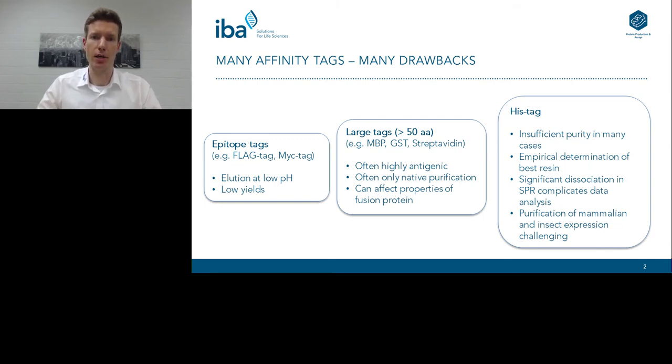Another group of tags are large tags, like the maltose binding protein, the GST tag, or the Strep tag. These tags can increase the solubility or the expression of your protein of interest, but on the other side, they can also have an impact on other properties of your protein, and that's something you want to avoid. In addition, due to their large size, they are highly antigenic. And because of this fact, you have to cleave off the tag before you work with your protein of interest in animals. And last but not least, you cannot use these tags for purification under denaturing conditions, because if you do this, you would denature your tag as well.